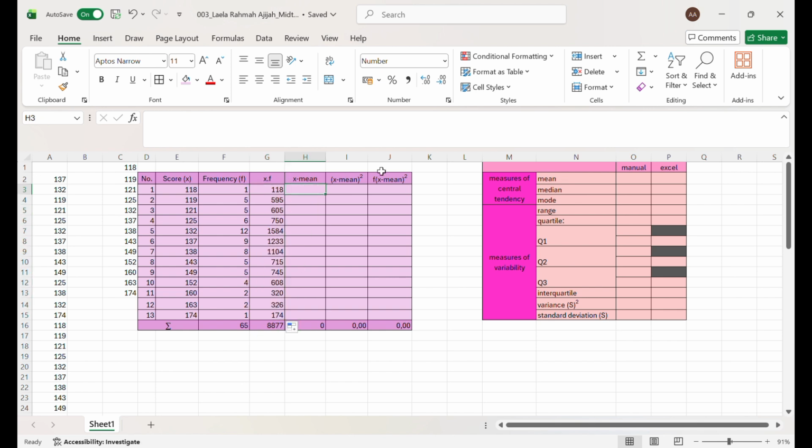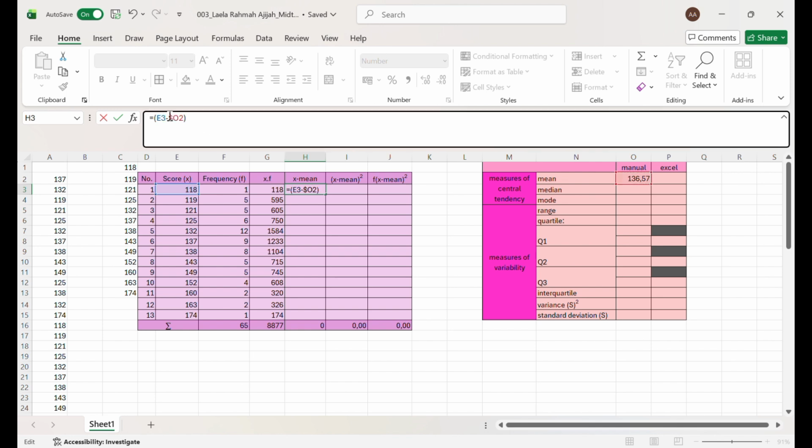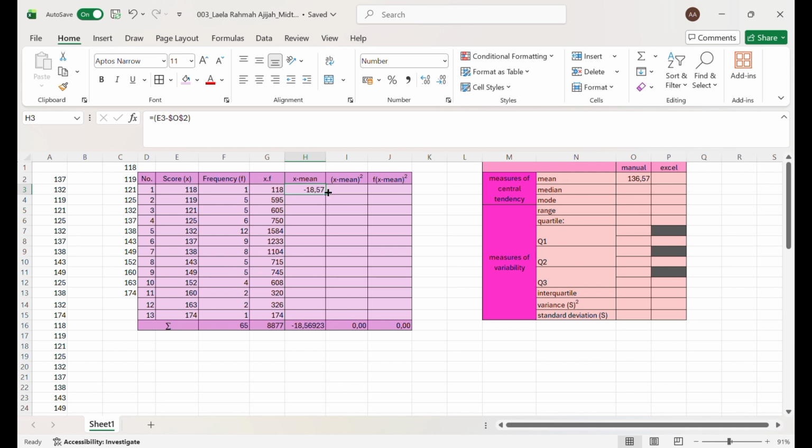Now for X minus mean, you need to find the mean first, manually, by using sigma XF divided by sigma frequency like this. After that you only need to put it into Excel. But don't forget to use the dollar sign here on the mean, like this, and pull it down.